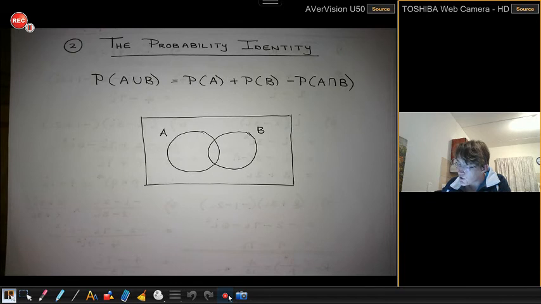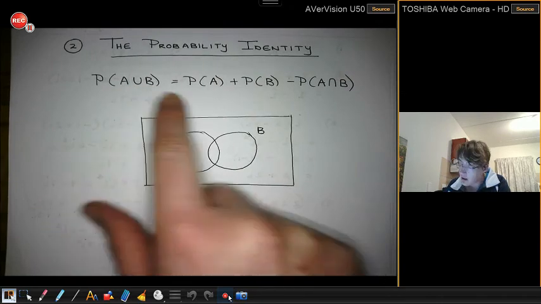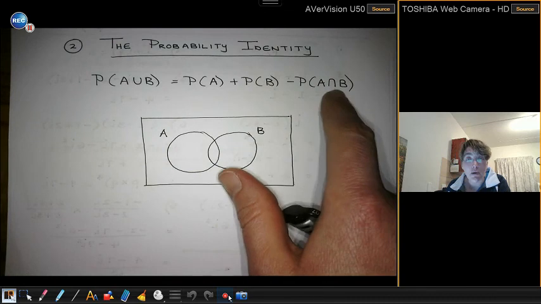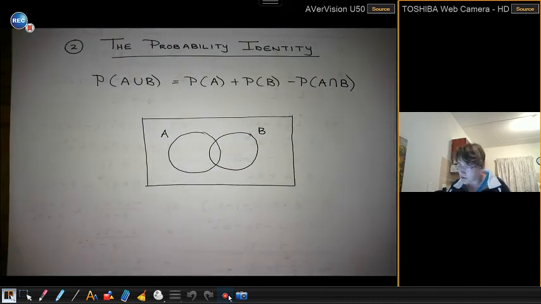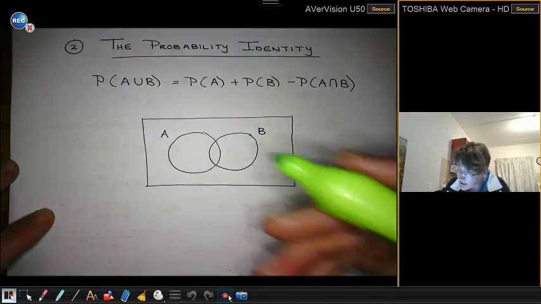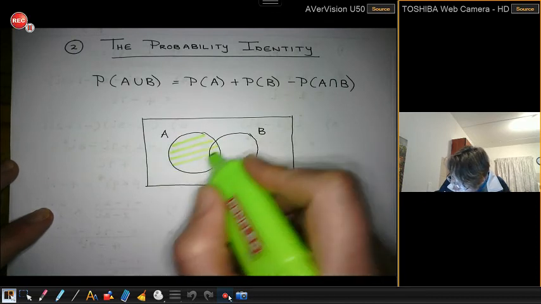Okay, so the first one we need to talk about is the probability identity. This probability identity is on your formula sheet. It says the probability of A or B is equal to the probability of A plus the probability of B minus the probability of A and B. And pretty much all that it really refers to is this. If I talk about the probability of A, and I color that in this Venn diagram, it's all of this right there. That's A.